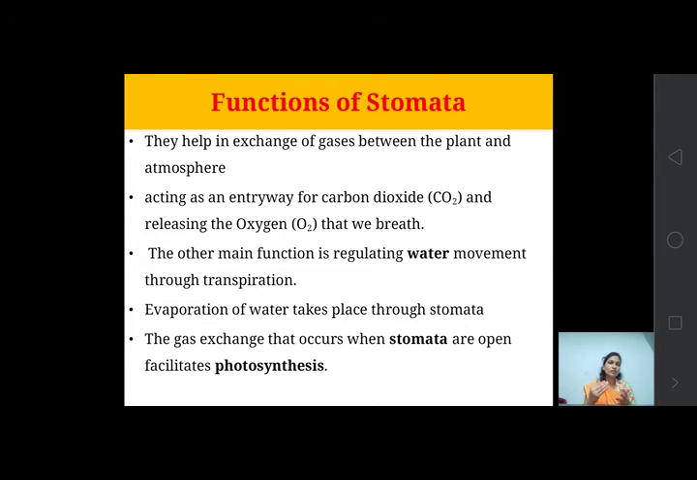It is also acting as an entryway for carbon dioxide and releasing the oxygen that we breathe. So in respiration, as we do, we take in oxygen and release carbon dioxide.